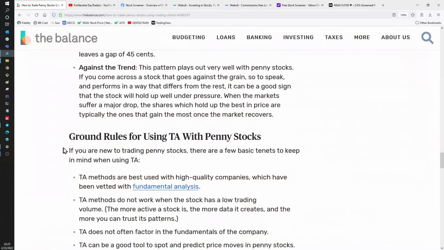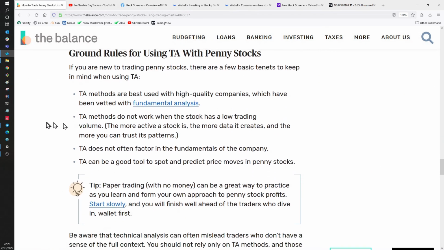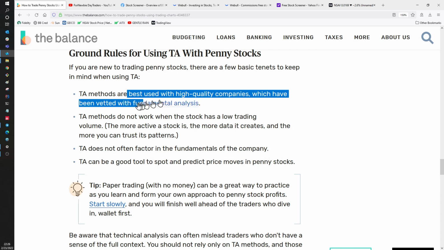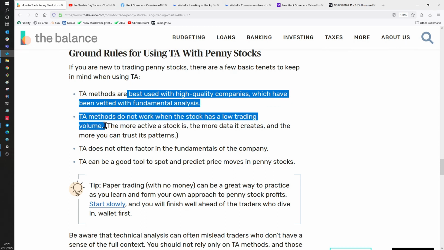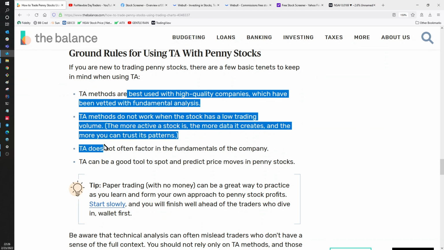And I think that's about it, except let's finish off here. Ground rules for using technical analysis with penny stocks. Technical analysis is best used with high-quality companies, which have been vetted with fundamental analysis. Technical analysis does not work when the stock has low trading volume. Technical analysis does not often factor in the fundamentals of the company.